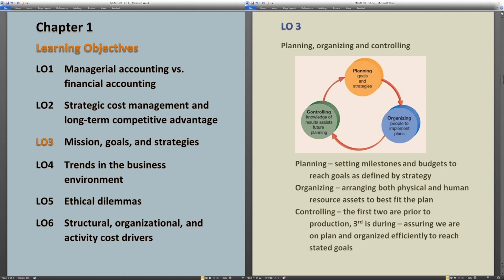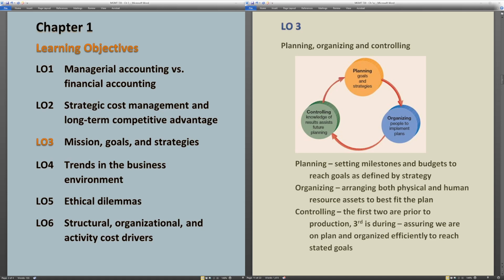Organizing. So if planning is setting up how you're going to do it, organizing is actually saying, if this is our plan, this is what we want to do, these are the milestones, this is the budget, are my assets set up to actually work well with my plan? Meaning, okay, this is what I want to achieve. Are my human resources and are my physical assets actually arranged correctly to match up with the plan?